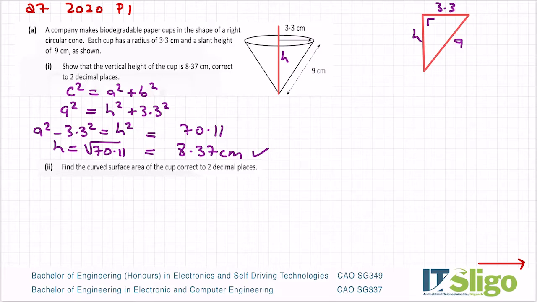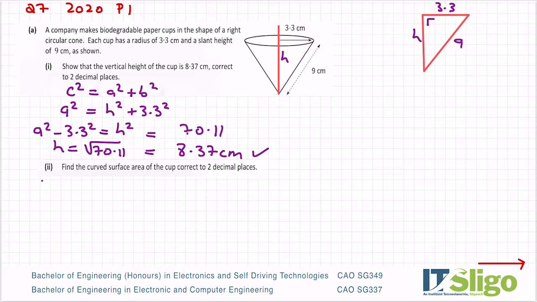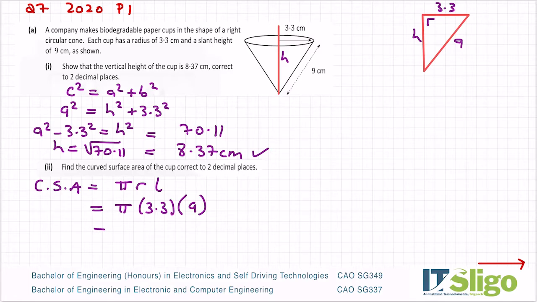Okay, part 2. Find the curved surface area of the cup, correct to 2 decimal places. Let's go back to our log tables. So in the following, A represents the curved surface area and V represents the volume of the solid in the question. Okay, so down to my cone, A is the curved surface area. Just having a little look to see which height L is, and it's the slant height. So curved surface area is equal to pi r L, so it's equal to pi times my radius times my slant height.